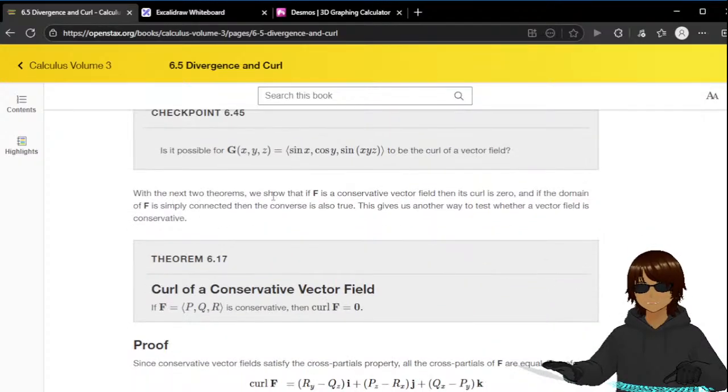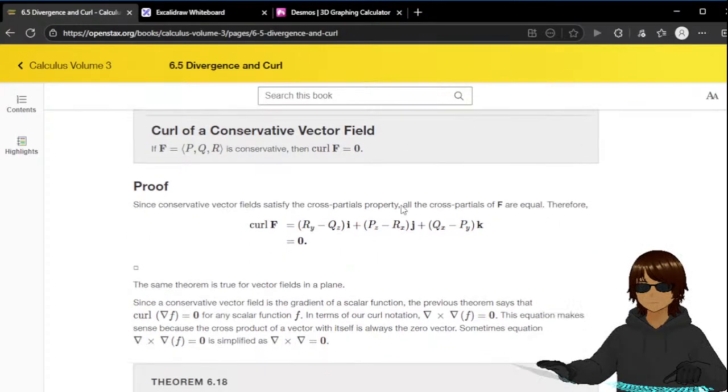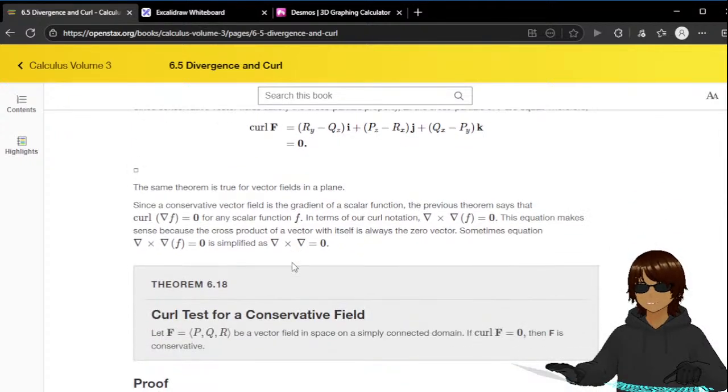In the next two theorems, we show that if F is a conservative vector field, then its curl is 0. And if the domain of F is simply connected, then the converse is also true. This gives us another way to test whether a vector field is conservative. Curl of a conservative vector field: if F is conservative, then the curl is 0. Since conservative vector fields satisfy the cross partials property, all cross partials of F are equal. Therefore, this should be equal to 0.